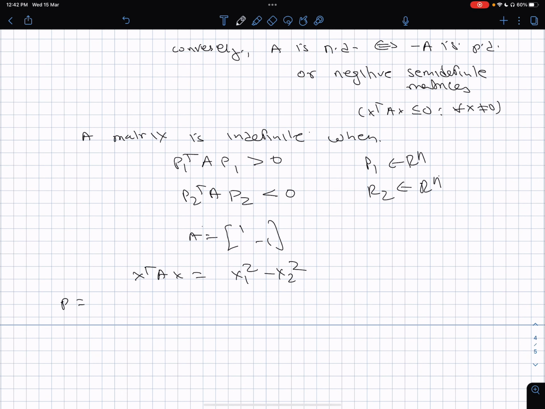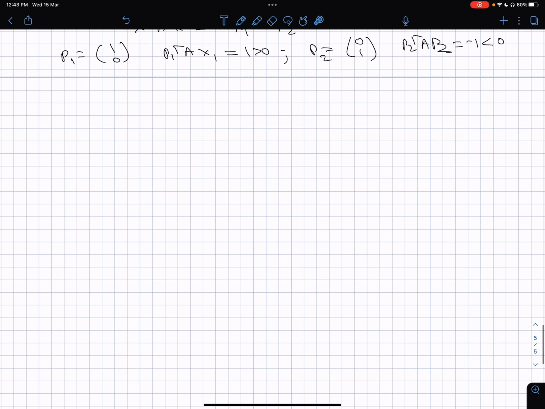If you take P1 to be (1, 0), then P1 transpose A P1 is going to be equal to 1. And if you take another vector P2 to be (0, 1), then P2 transpose A P2 will be minus 1, which is less than 0. So this covers the entire range of matrices: positive definite, positive semi-definite, negative definite, negative semi-definite. If none of the above, then it is called an indefinite matrix.